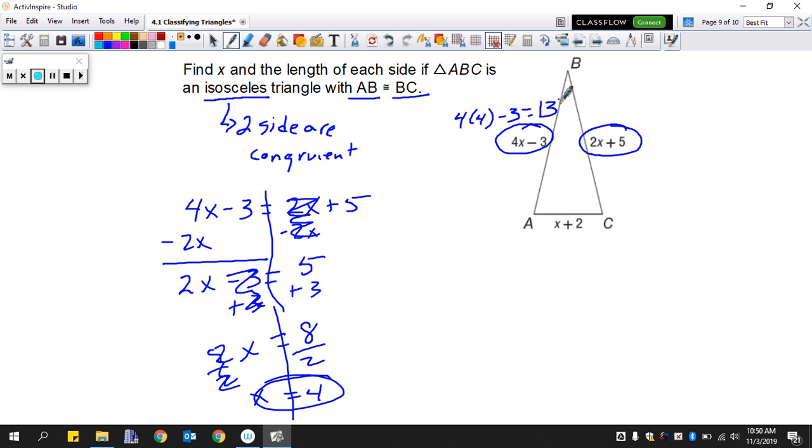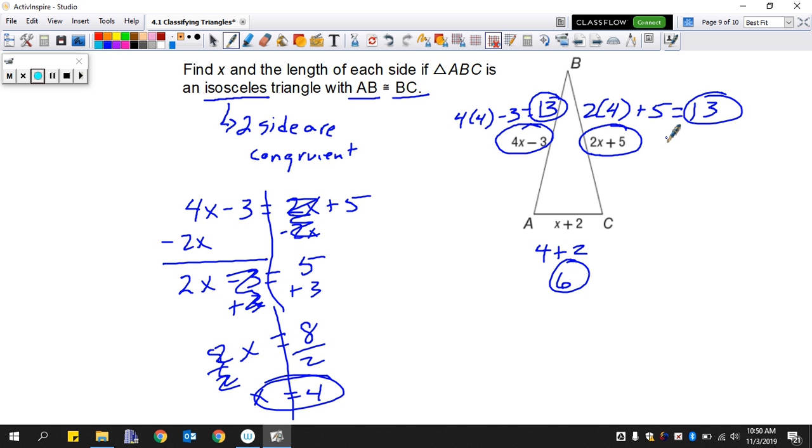One last problem, and it says to do the same thing, find x and the length of each side if triangle FGH is an equilateral triangle. So equilateral, remember, means all sides are the same, or all sides are congruent. Okay, so we can pick two of these and set them equal to each other, and it doesn't matter which ones we pick. I'm going to pick this one and this one.